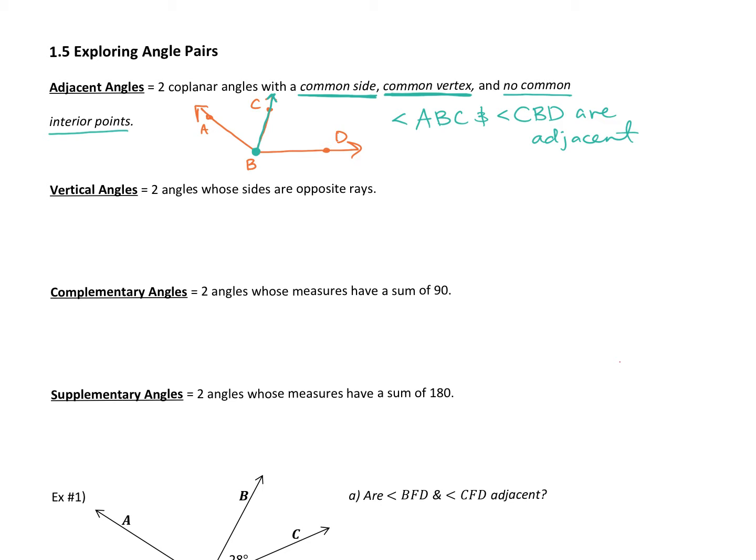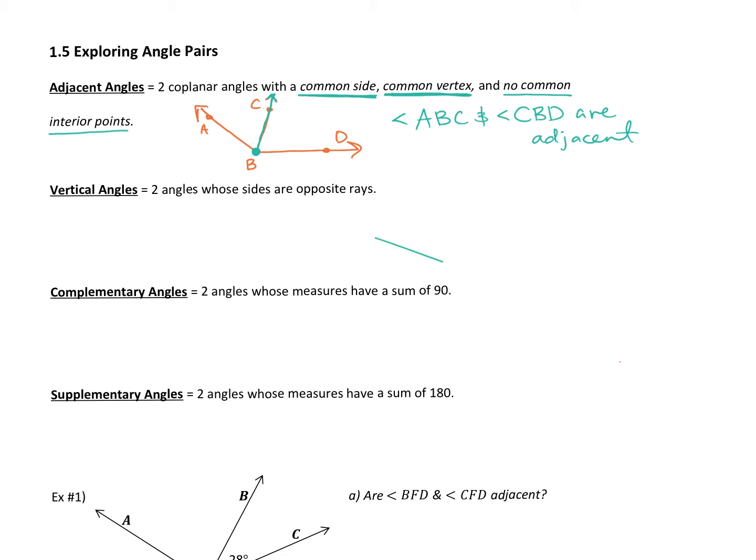All right, second one. These are my favorite ones. I don't know why. They just are: vertical angles. And it's not like straight up and down, not that kind of vertical, okay? Vertical angles, the definition says it's two angles whose sides are opposite rays. I usually just say it's two angles that share a vertex and they're like across from each other.